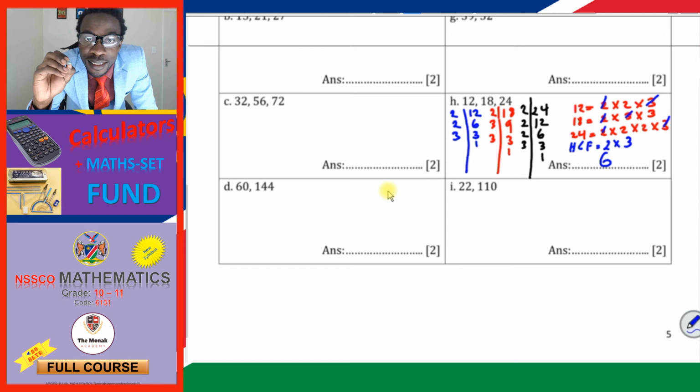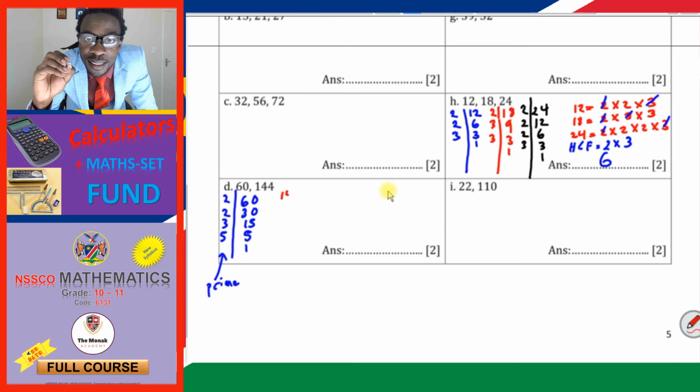Isn't that easy to do? We do one last one. We start with 60. We try with 2. 2 into 60 is 30. 2 into 30 is 15. We go to 3. 3 into 15 is 5. We go to 5. 5 into 5 is 1. Remember, we are using prime factors. All these ones are prime factors.